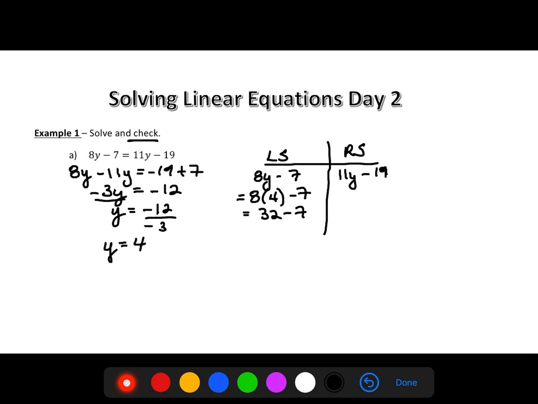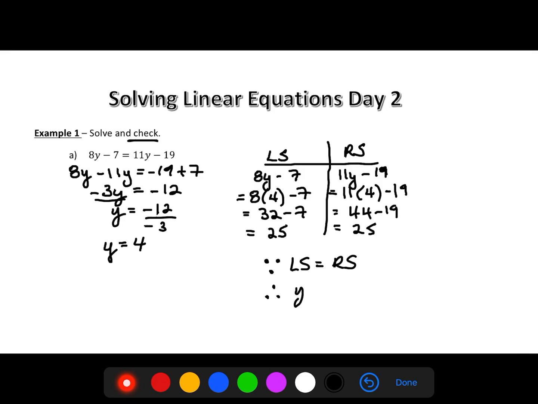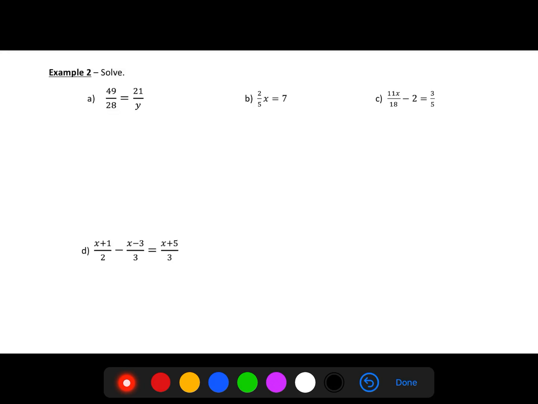So subbing in our solution, we've got 8 times 4 minus 7. So 32 minus 7 means that we have 25 on the left-hand side. On the right-hand side, we're going to have 44 minus 19, which is 25 as well. So, as we talked about last day, we must have our therefore statement, why we did it and what it means. So since left side equals right side, we have verified we know y is equal to 4.